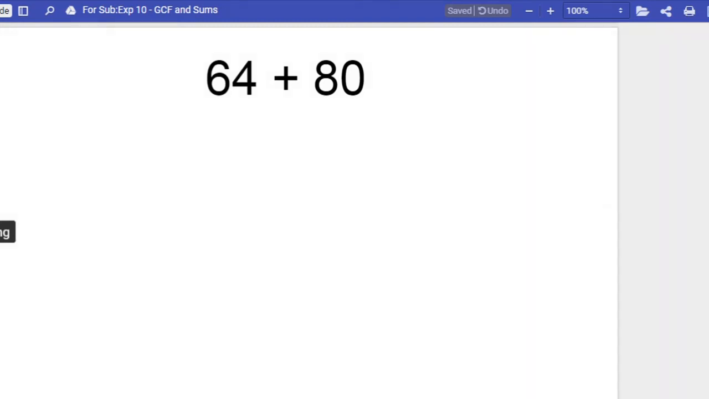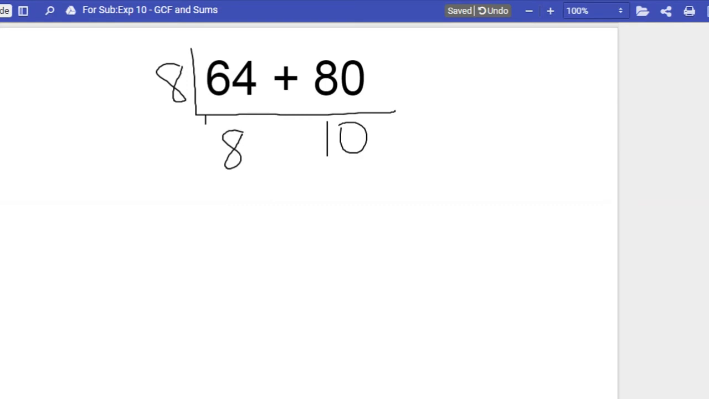Okay, let's go through this. So we need to find the greatest common factor. I know 8 works for 8 and 10. 8 also works for 64, so I'm going to pull an 8 out front. 64 divided by 8 is 8. 80 divided by 8 is 10. Now, I cannot stop here because 8 and 10 also have a common factor, which is 2.